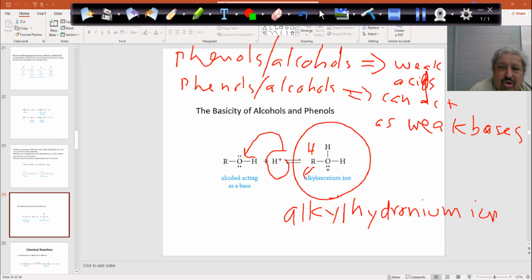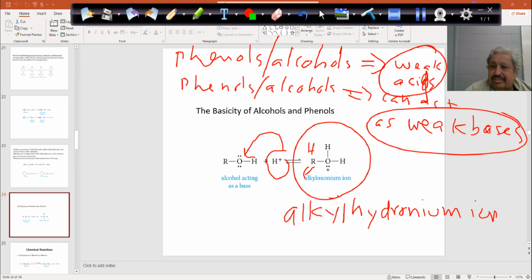So what do we call compounds that can act as both a weak acid and a weak base, depending on what the conditions are? What do we call this? Somebody will tell me? Somebody remembers? We call this amphoteric.